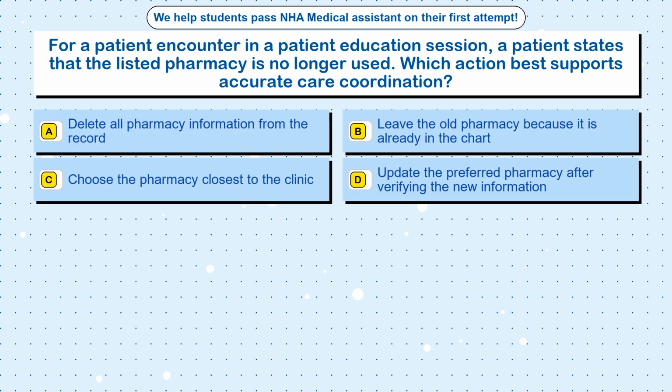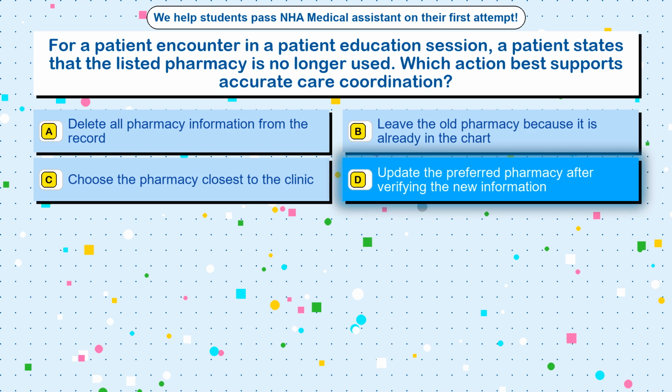Question 29. For a patient encounter in a patient education session, a patient states that the listed pharmacy is no longer used. Which action best supports accurate care coordination? Option A, delete all pharmacy information from the record. Option B, leave the old pharmacy because it is already in the chart. Option C, choose the pharmacy closest to the clinic. Option D, update the preferred pharmacy after verifying the new information.